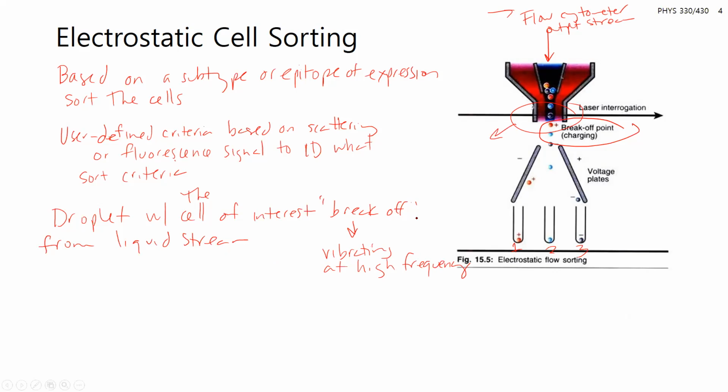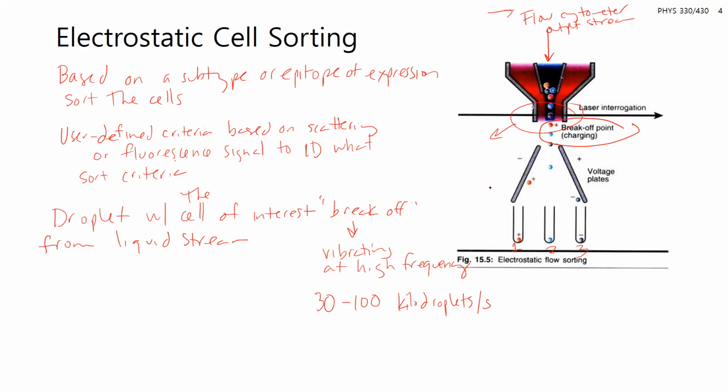So this high frequency vibration will cause droplets to form, and it can do so at a very fast rate. If you're remembering, we're analyzing millions of cells. So if you want to do this in a reasonable amount of time, with that high frequency you can make 30 to 100,000 droplets per second. So this is a very fast technique.